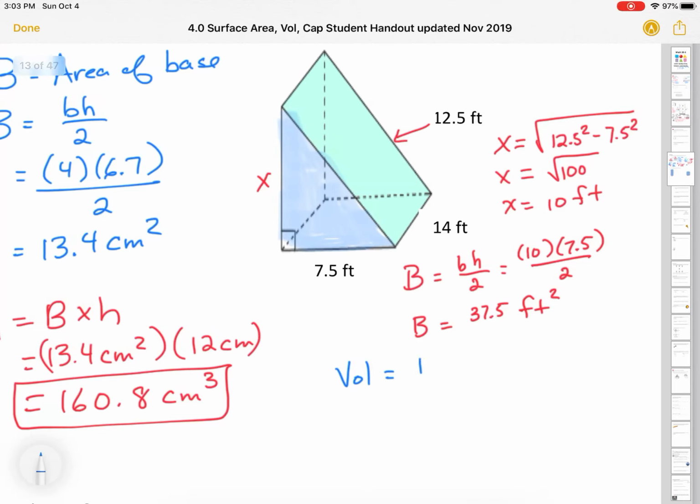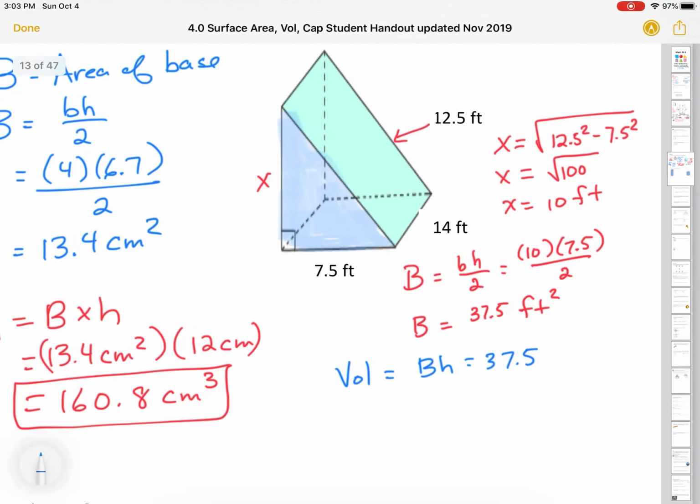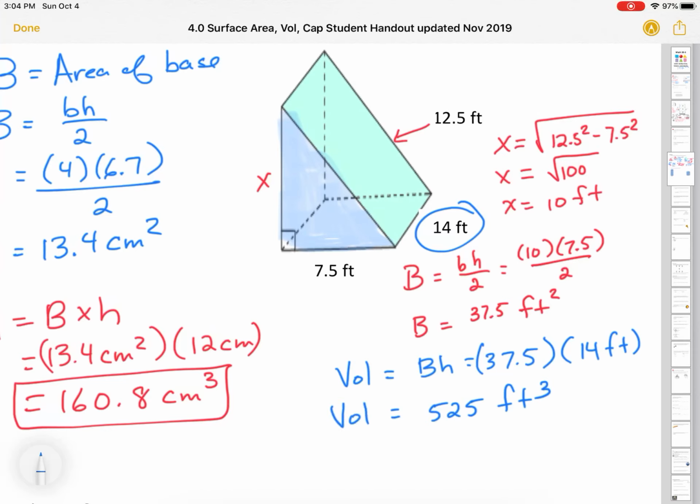So the volume is going to be base times height. So that's 37.5 times, and the height of our prism would be 14 feet. So the volume would be 525 feet cubed, and that's our volume.